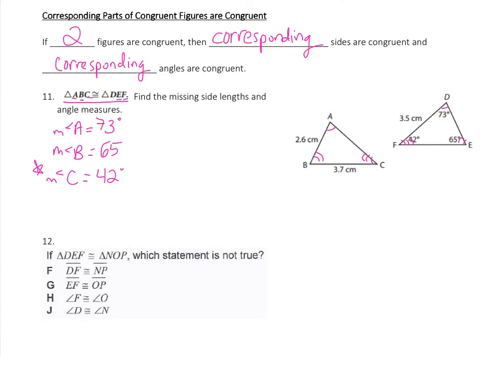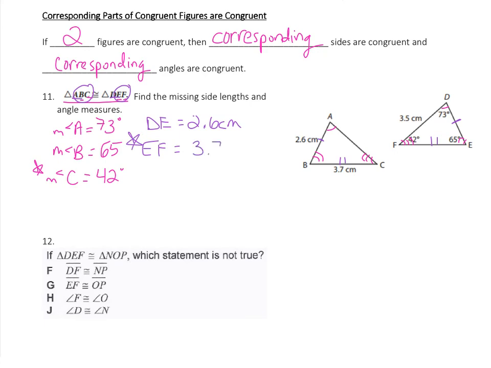Now let's do the same for the sides. We see that AB is together and DE is together, so that means that AB should be congruent to DE. Then that means that DE, the length of DE, will be 2.6 centimeters as well. Next, we can see that BC is together and EF are together. So BC is down here on the side, and EF is also down at the bottom. So EF, I would like you to fill in what that measure should be.